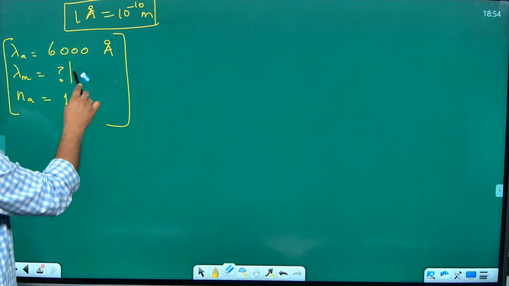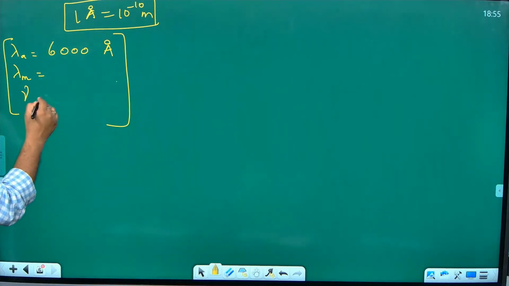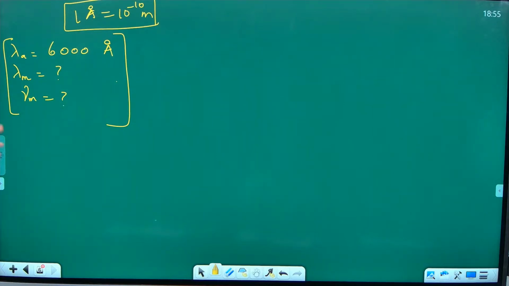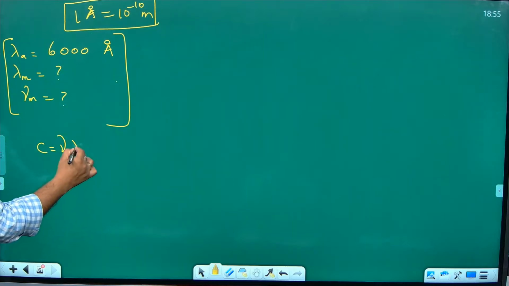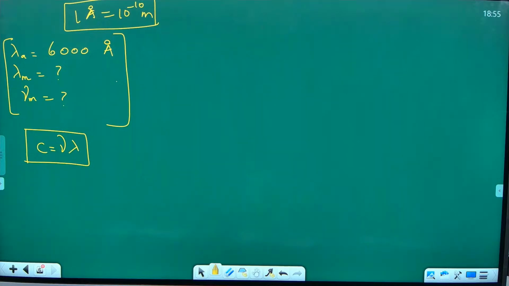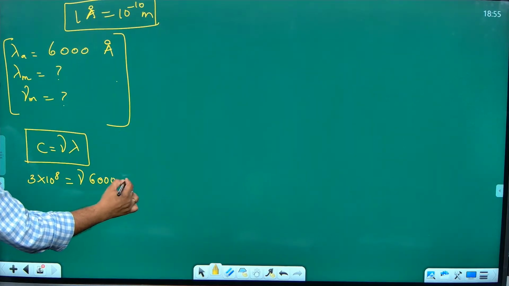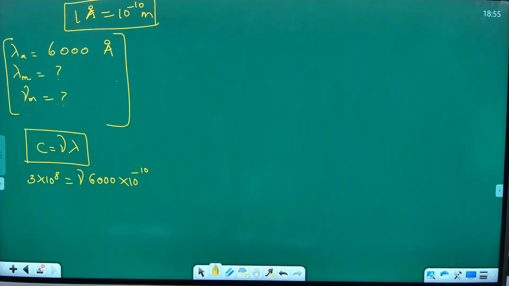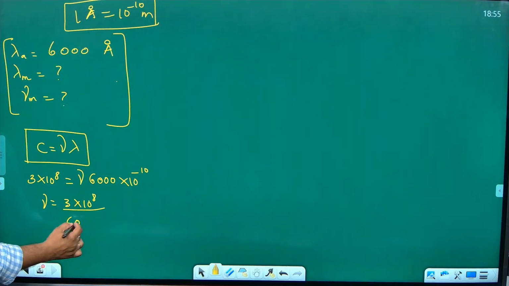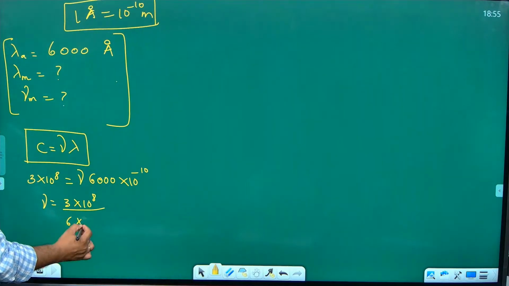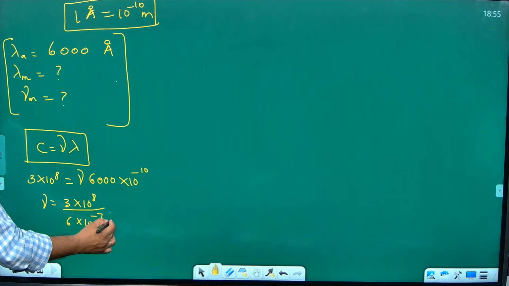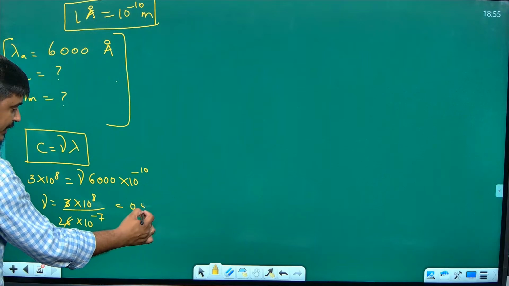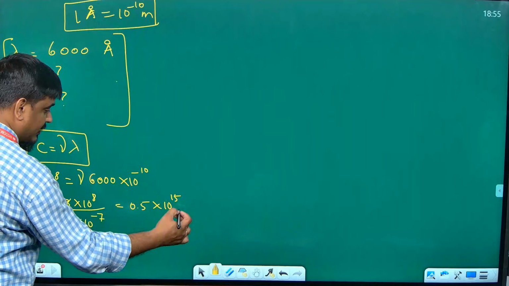Frequency means nu. Frequency as well as wavelength, both they are asking. Before some time I told the formula to you that velocity is equal to frequency into wavelength. So velocity of light in air, obviously they are talking about air, is 3 into 10 to the power 8, equal to frequency you want to find into wavelength. In air, 6000 into 10 to the power minus 10. Armstrong converted into meters. So frequency is 3 into 10 to the power 8 divided by 6000 into 10 to the power minus 10, or 3 into 10 to the power 8 divided by 6 into 10 to the power minus 7. It becomes 0.5 times 10 to the power 15 hertz frequency.